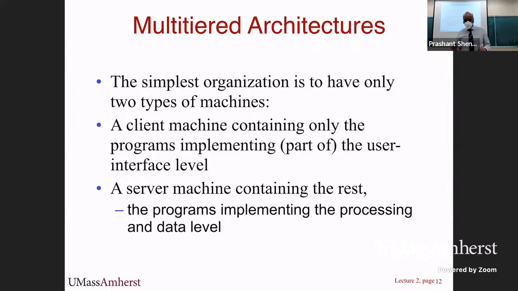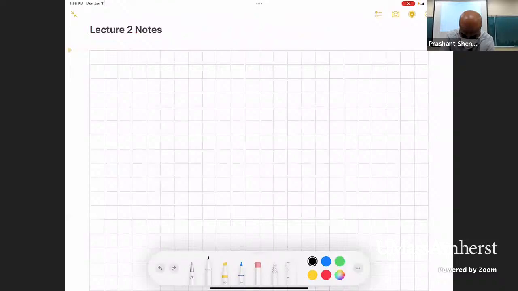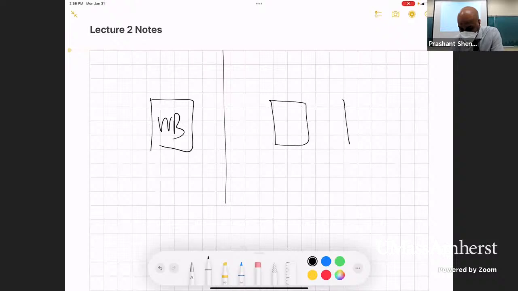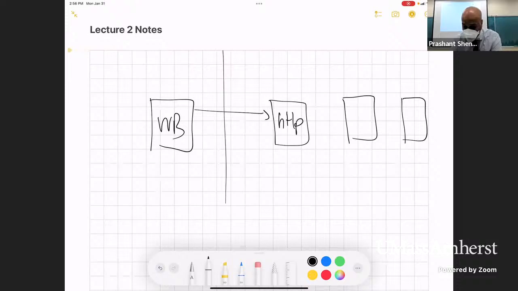The standard way to do this is to write a three-tier architecture, and I'm going to have to draw a picture here. Give me a second. So this is your web browser. That's our client. Your three-tier architecture is all at the server, so there are three tiers. This is our HTTP tier. This is essentially what the web browser sends a request to and gets a response back from.